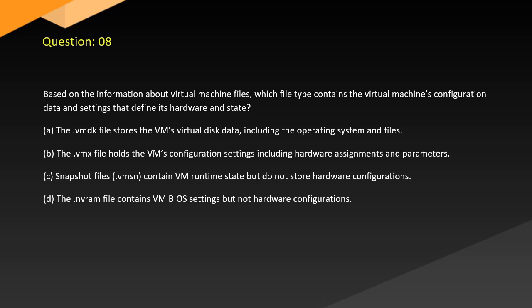Question 8. Based on the information about virtual machine files, which file type contains the virtual machine's configuration data and settings that define its hardware and state? A. The VMDK file stores the VM's virtual disk data, including the operating system files. B. The VMX file holds the VM's configuration settings, including hardware assignments and parameters. C. Snapshot files (VMSN) contain VM runtime state but do not store hardware configurations. D. The NVRAM file contains VM BIOS settings but not hardware configurations.